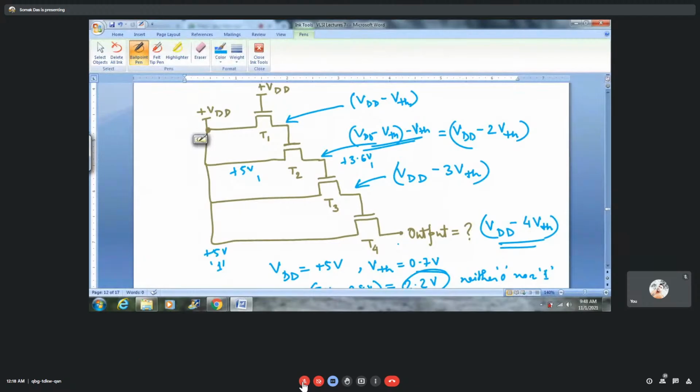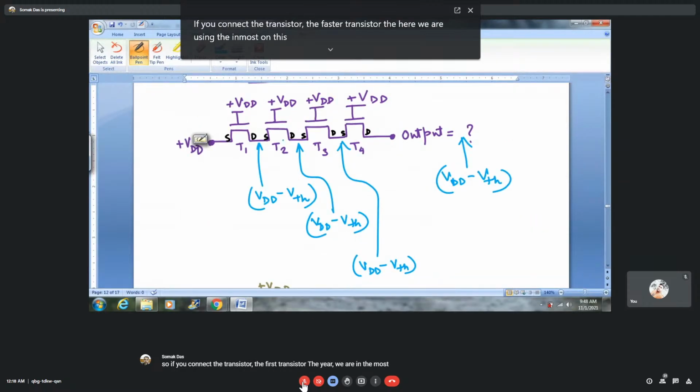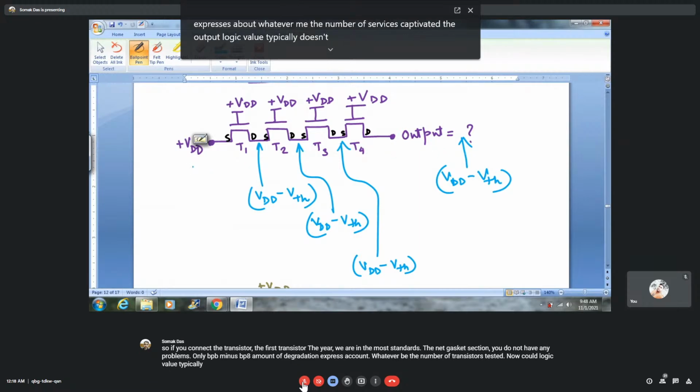So if you connect the transistors, here we are using NMOS transistors in a cascade fashion, you do not have any problem. Only VDD minus VTH amount of degradation takes place at the output. Whatever be the number of transistors cascaded, the output logic value typically doesn't change, because if you consider +VDD as logic 1, VDD minus VTH also represents logic 1. So it is not at all degraded.